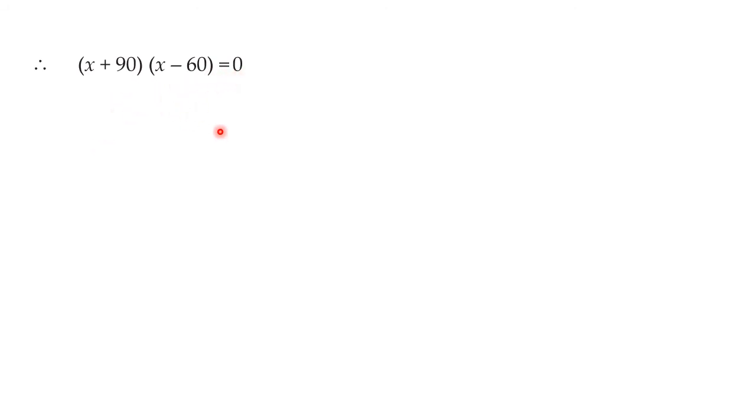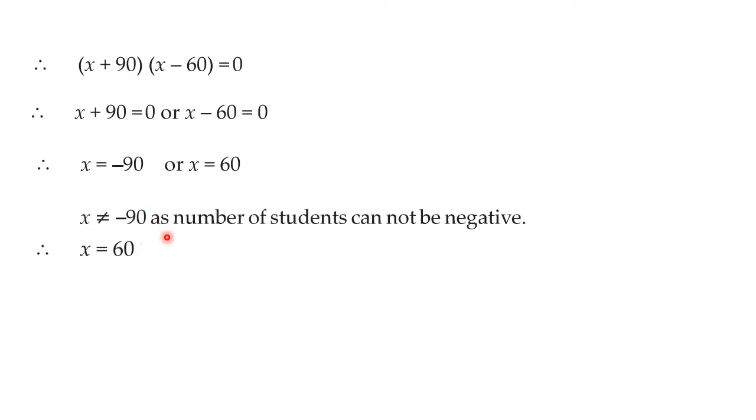And next, now the usual step, we have to go for either or, that either x plus 90 is equal to 0 or x minus 60 is equal to 0. Therefore, x is equal to minus 90 or x is equal to plus 60. But see what x denotes. X denotes the number of students. And then we can say that number of students cannot be negative. That is why x cannot be equal to minus 90. So write down this statement with proper reason that x cannot be equal to minus 90 as number of students cannot be negative. And therefore, x is equal to 60 is the correct answer.